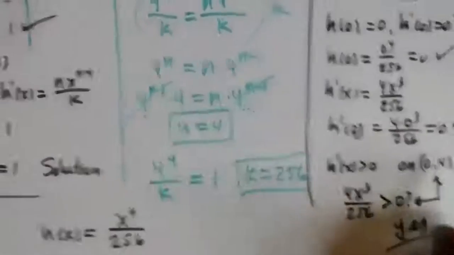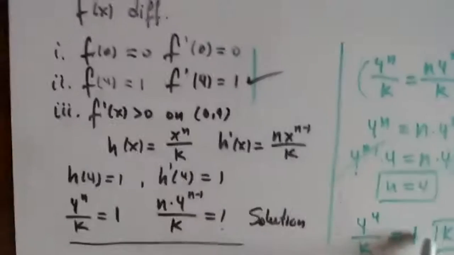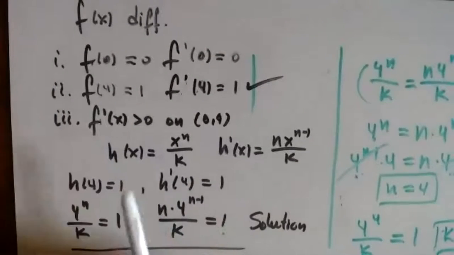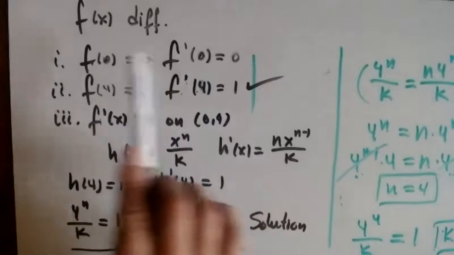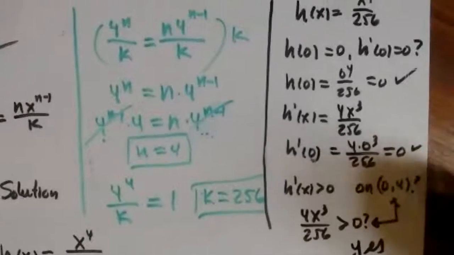So this function fulfills the 3 conditions. We determine n and k from these 2, and then we check that the function fulfills the other 2. It's the only thing.